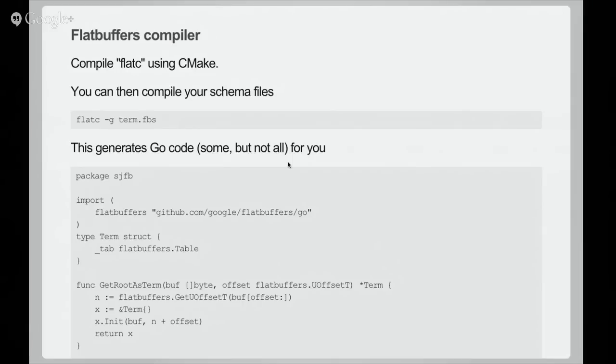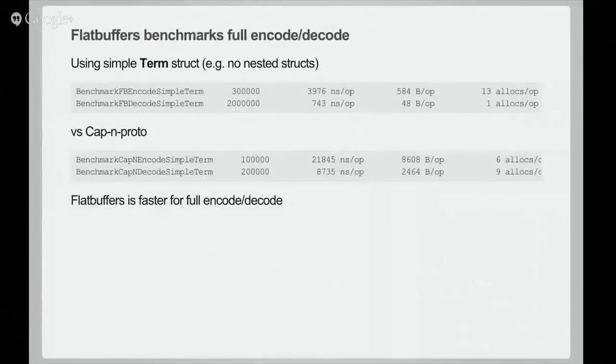It's all right. I think if your structs are very regular and you don't do a lot of nesting, then it's pretty cool. As soon as you start to nest things and you have strings and variable sizes, it starts to get complicated pretty quickly, but in both ways. But in terms of how it performs versus Cap-n-proto, it's easily faster for full encode decode.